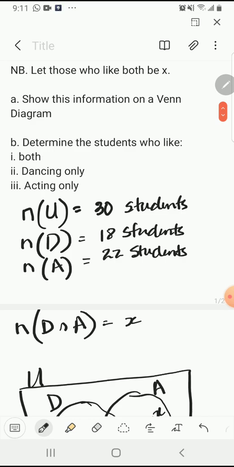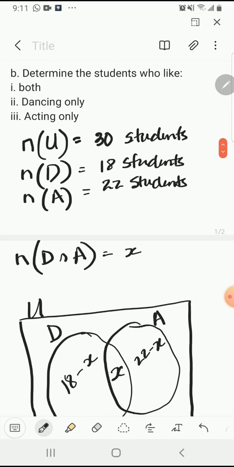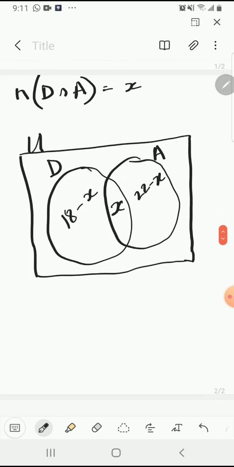Now part B of the question says, determine the students who like both. All right. So it means we're finding x, because the question says the students who like both, let it be x. So now, in order to do that, we need to form an equation in terms of x so that we can solve it to find what x is.